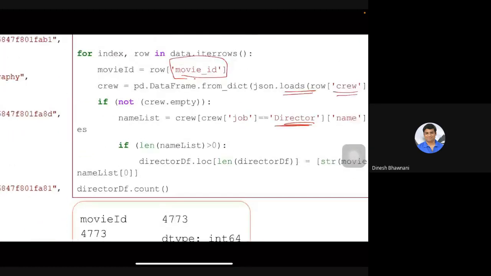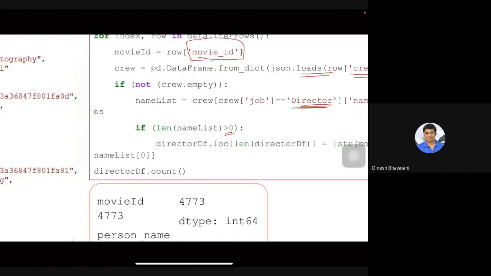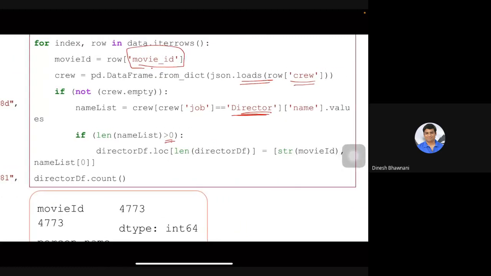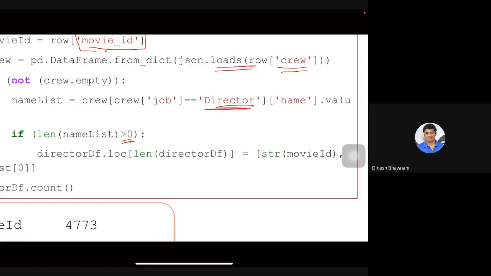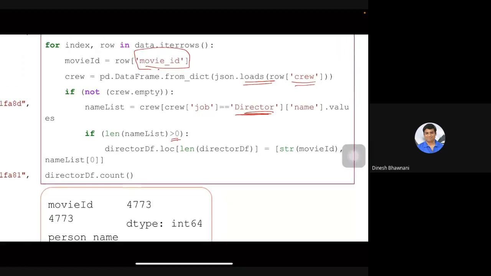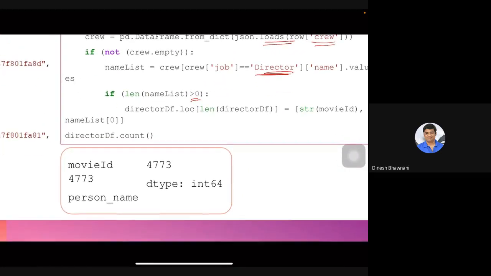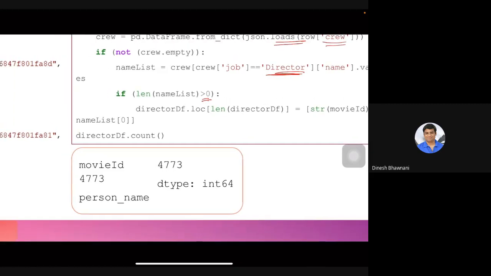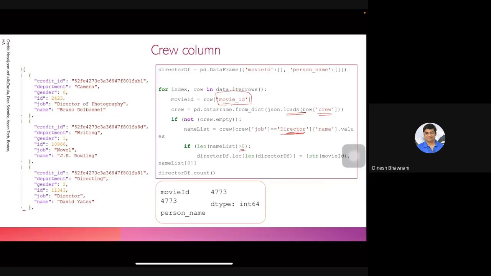And then if the length of the name list is greater than 0, director df.loc[length of director df] is equal to the string from movie id, name list. Okay, this is an array. So initially using it at 0 and whatnot, and from there it will start going for further director df count, further director details.